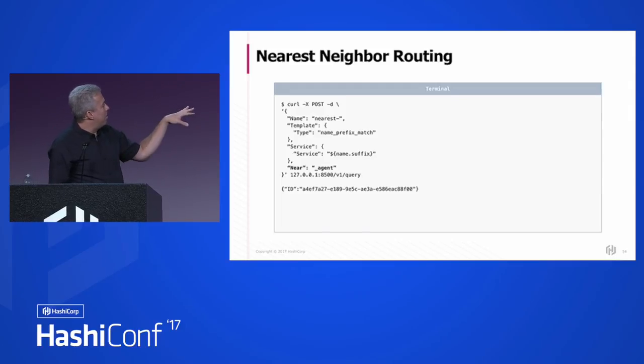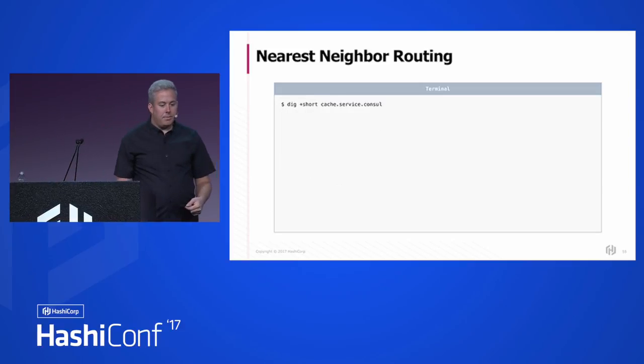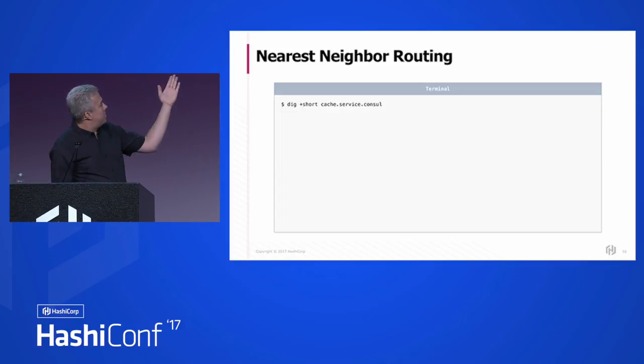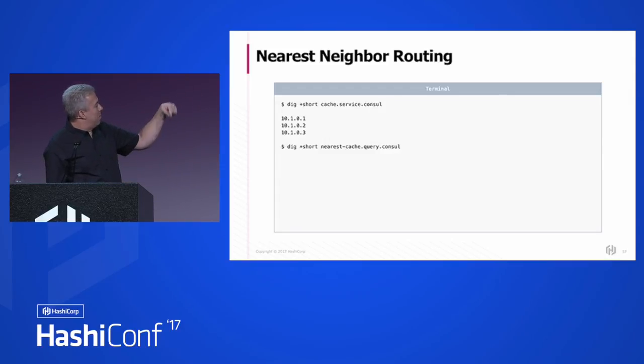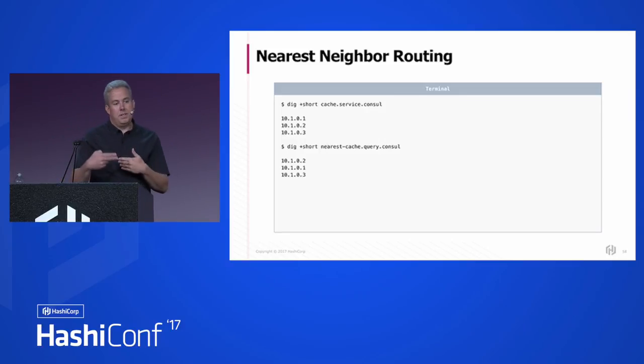We have something called a prepared query, and I won't go into the details here, but that near agent, so with a query defined like this, this is sort of the normal lookup. You might say, find me cache.service.consul, which gives you some list of IPs back. With the prepared query defined like that, you can say nearest cache, and it'll sort it based on round trip time estimate from the agent. So it's pretty cool.